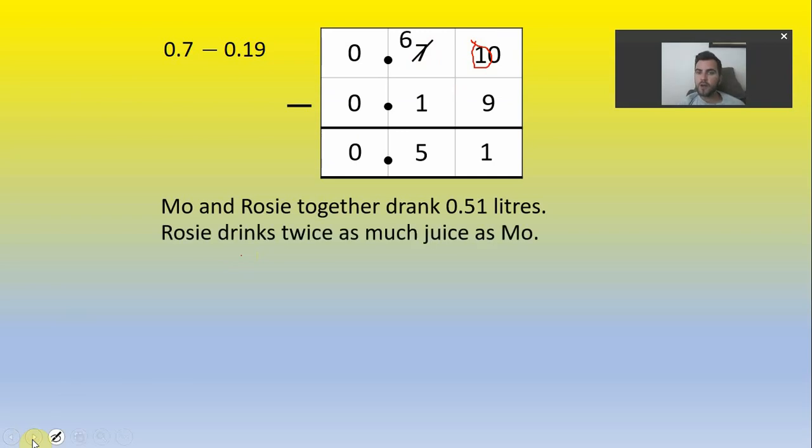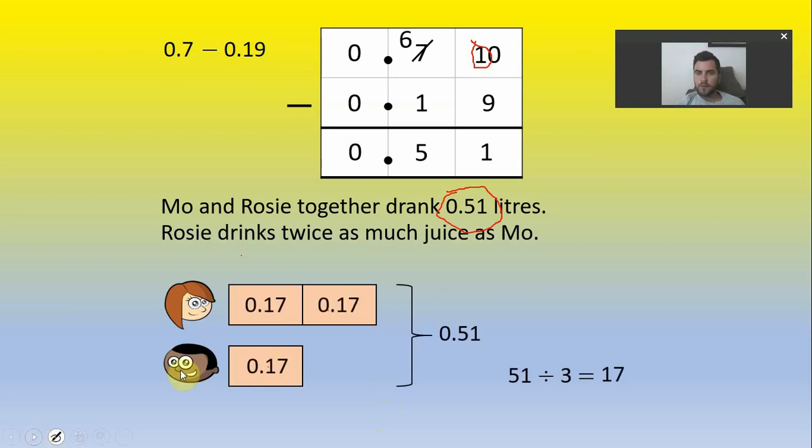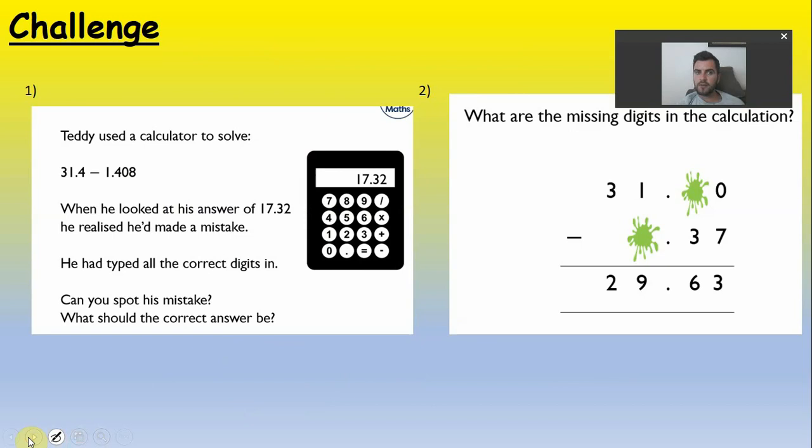Rosie drinks twice as much juice as Mo. So this is a good pictorial representation of that. What we need to do here is divide 51 by 3. And that will give us the value of each piece, of each bar, if you like. If we were to do that, we get 17. So in other words, we got 0.17. So we know that Mo drank 0.17 litres, and then Rosie drank double this. So if you double this, you would get 0.34 litres. So Rosie drank 0.34 litres.